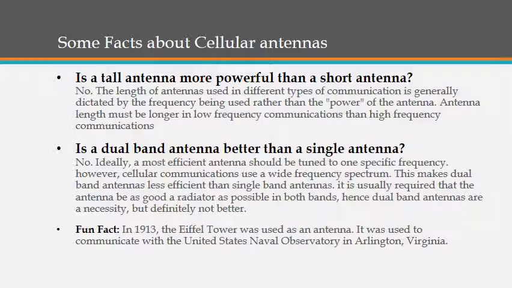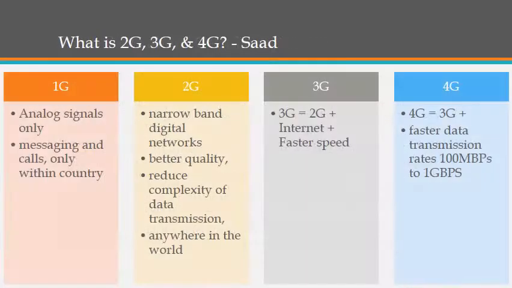We have 1G, 2G, 3G, 4G. We've heard of these terms before, different kinds of technologies. 1G is the first generation of mobile networks. It runs on analog signals. It does mainly text and messaging. 2G runs more on narrowband digital networks, with better quality. It reduces the complexity and can be used anywhere in the world.